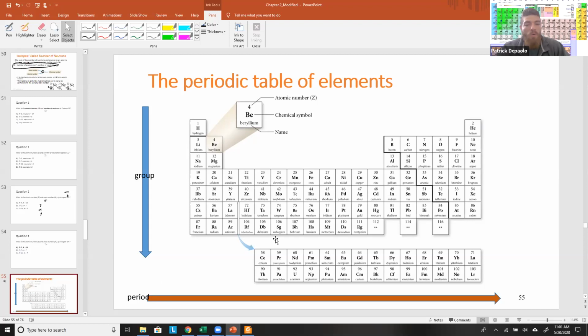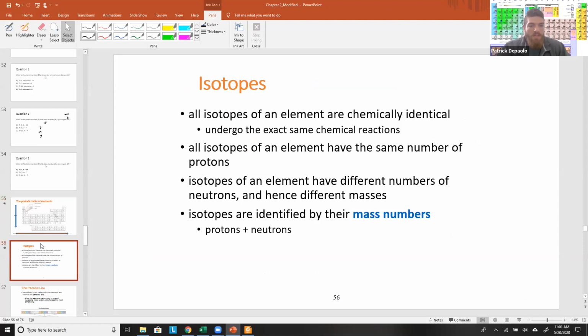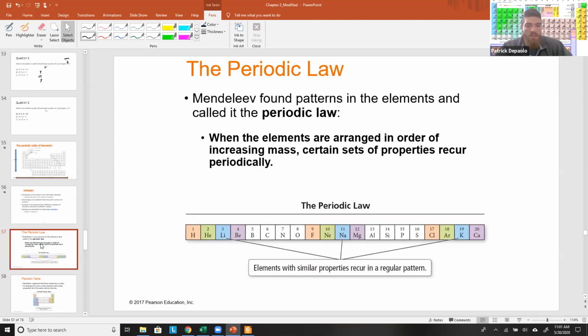There are no similarities between all the elements in a period, because you see, you have alkali metals, transition metals, metalloids, nonmetals. It just goes through everything. The only thing you have in common is that they go in sequential order of protons. Let's say for potassium, this is period 4, it goes from 19 to 36. So that's about it. Isotopes, we understand isotopes.